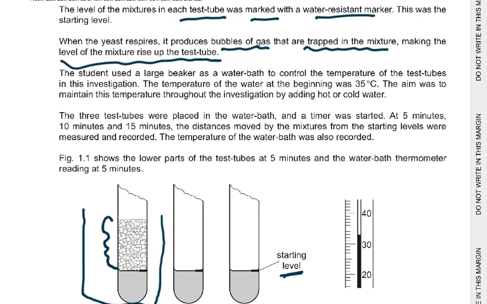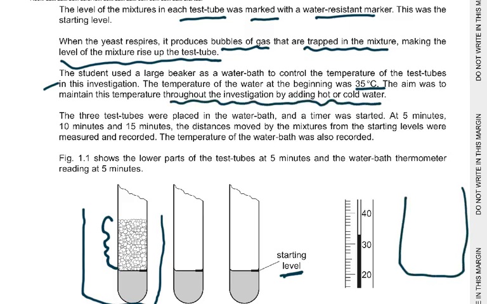Temperature of the test tubes in this investigation. The temperature of the water at the beginning was 35 degrees Celsius. The aim was to maintain this temperature throughout the investigation by adding hot or cold water. So you had this large beaker and we gave you water at 35 degrees Celsius.